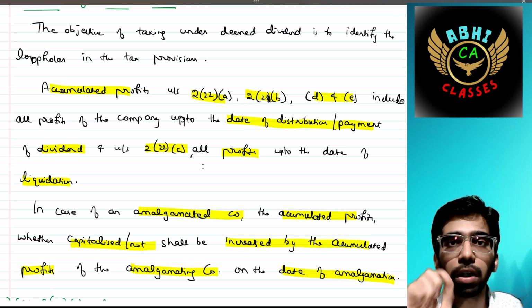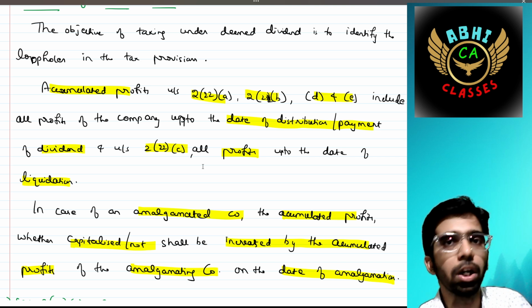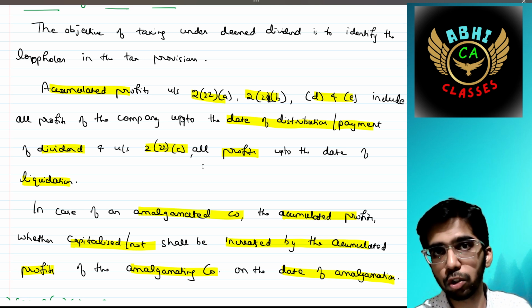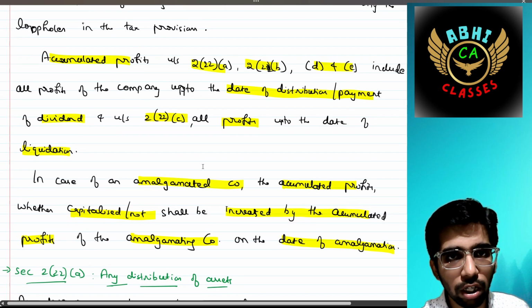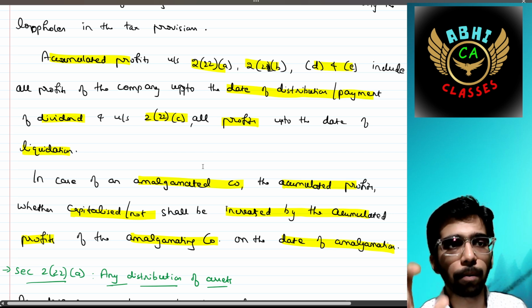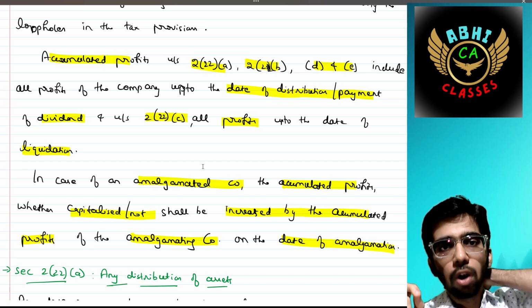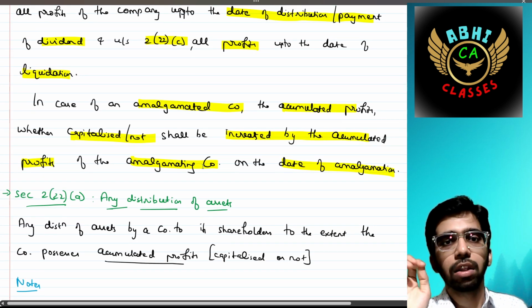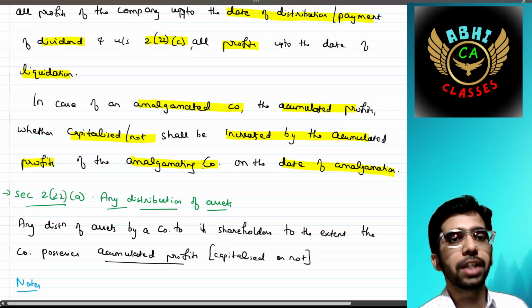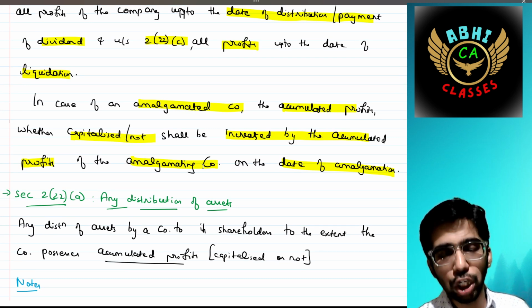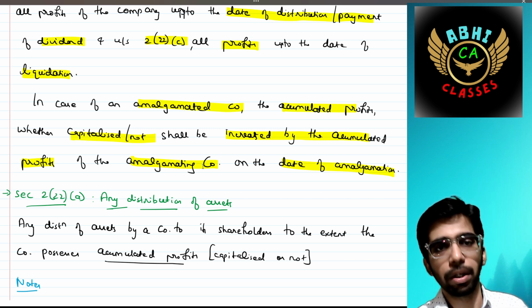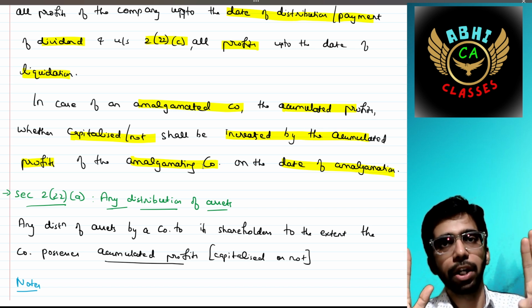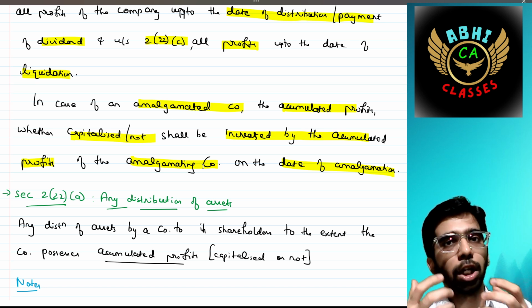Okay, but it should be restricted to your accumulated profit. Accumulated profit means the taxable profit lying in your books of accounts. Accumulated profit up to the date of distribution on payment of dividend under section 2(22)(c), all the profits up to the date of liquidation shall be taxable. In case of an amalgamated company, the accumulated profits, whether capitalized or not, shall be increased by the accumulated profit of the amalgamating company on the date of amalgamation. Both the accumulated profit of the amalgamated and amalgamating company should be added in order to check the accumulated profits limit.